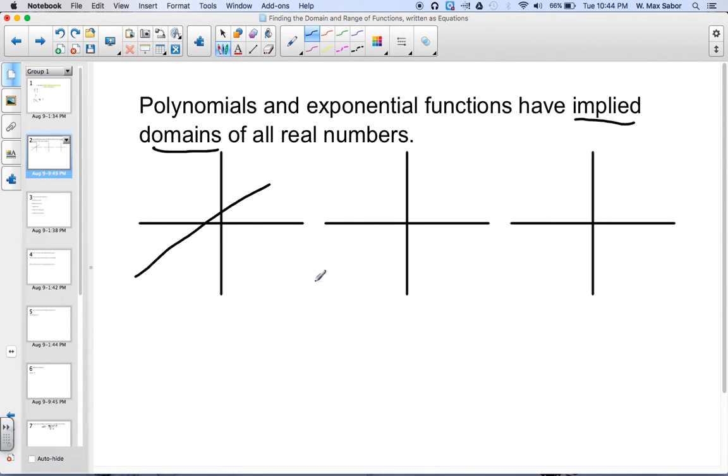Linear equations, polynomial equations, exponential functions. These all have all real numbers because you can raise a positive number to any real exponent. You can take any real number and raise it to a positive exponent, and multiply it by something, subtract numbers, add numbers, and nothing will break. And that's all that polynomial and exponential functions have.